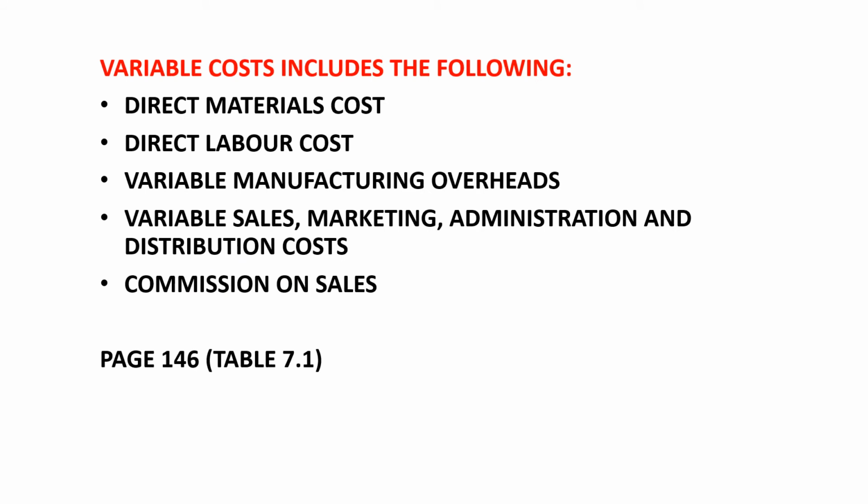This is what we mean by variable costs. Our variable costs can be in the form of direct materials, direct labor, variable manufacturing overheads, variable sales, marketing, administration, and distribution costs, or even commission on sales. It's coming from the textbook on page 146, table 7.1. That is where you'll see them.